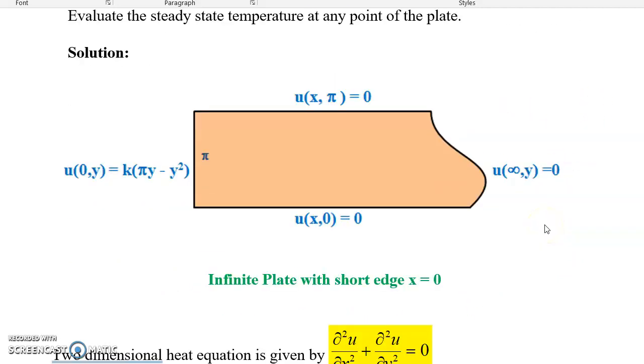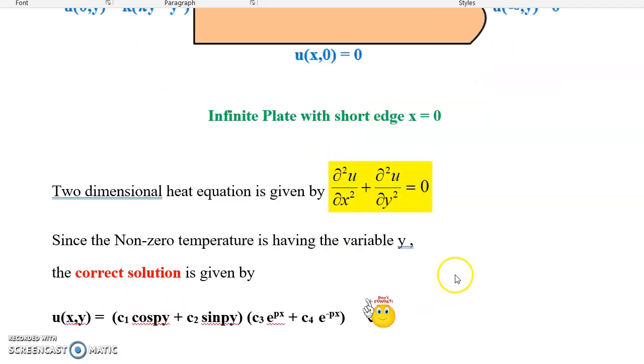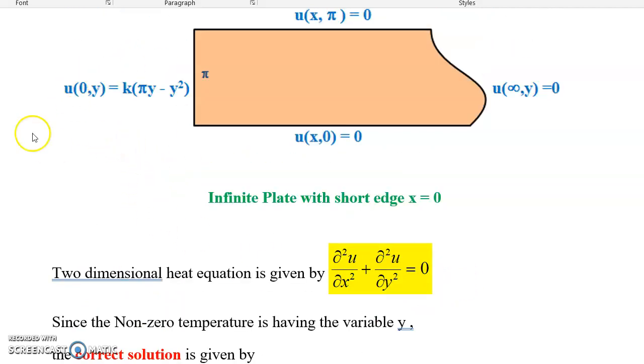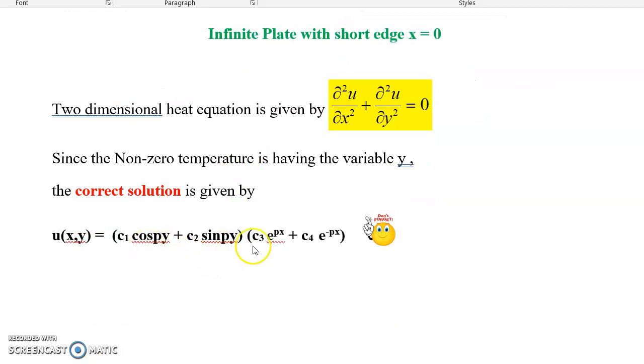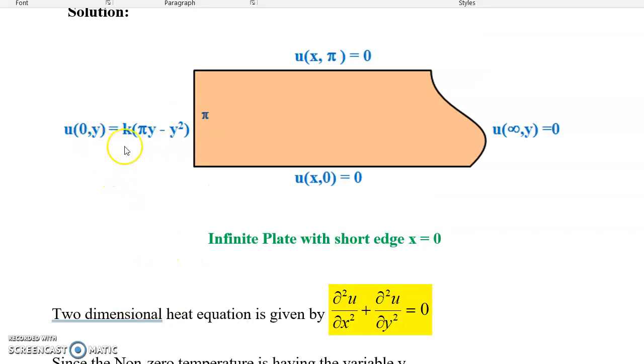And let us move on to the correct solution. How to start the problem? We need to first write the two-dimensional heat equation. Now, since there is a non-zero temperature, you should look at the non-zero temperature. Which variable is present here? According to that, we have to select the correct solution. Here, the variable y is present. So when variable y is present, this is the correct solution. You have to write cos and sine in terms of the variable which is present in the non-zero temperature.